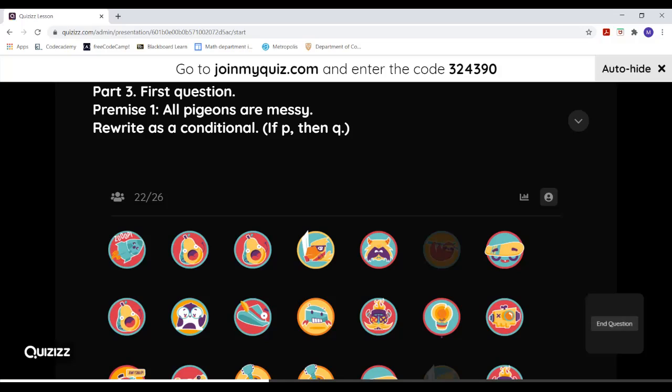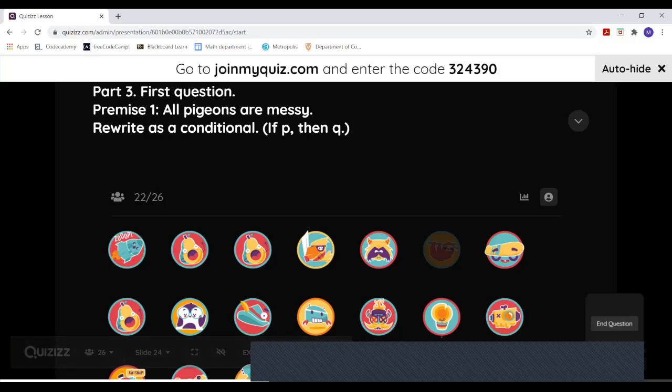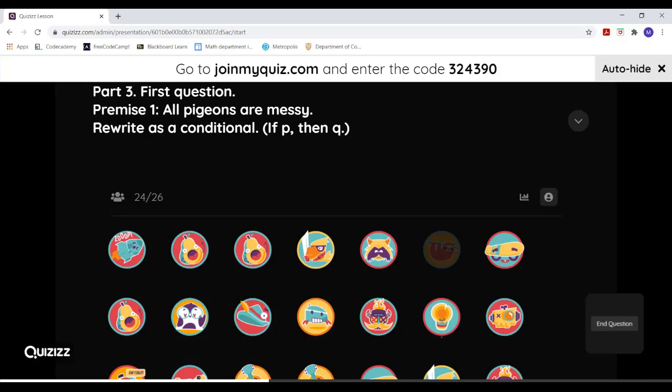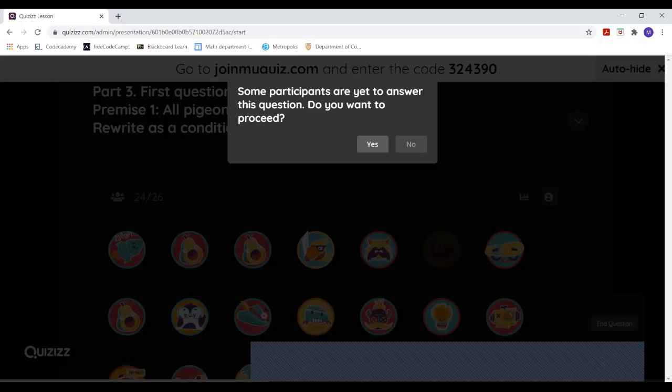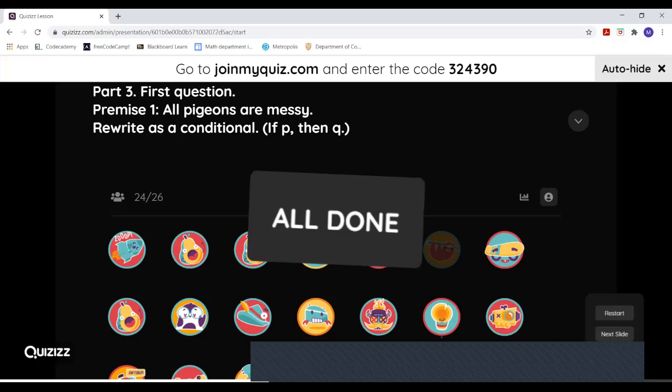Okay, where y'all at? There's 4 people. So all pigeons are messy. We want to write that as an if-then statement. How does that look? And then after you write it as an if-then statement, the P and the Q kind of pick themselves, right? I also got your P's and your Q's up there for you. Okay, we got 2 people. I think I'm going to go on. This is probably going to take the most time out of everything here, so we have to get through this.